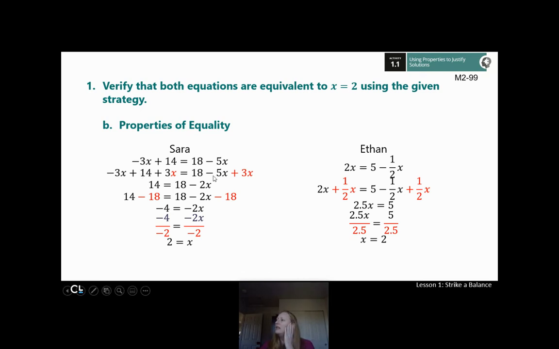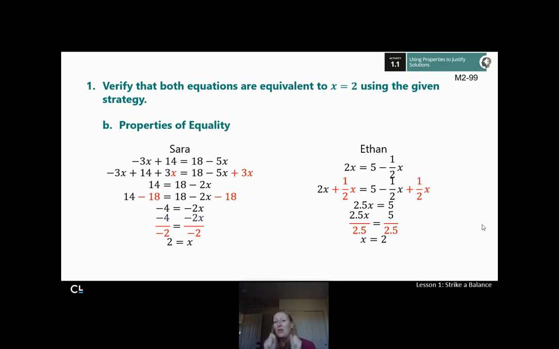So here we had to do some addition property of equality, some subtraction property of equality, and some division property of equality. Over here, we did some addition property of equality and some division property of equality. Now, of course, these are not the only properties. These are the easy ones, right? If you add something to both sides, subtract something from both sides, divide both sides, or multiply both sides, those are properties of equality.